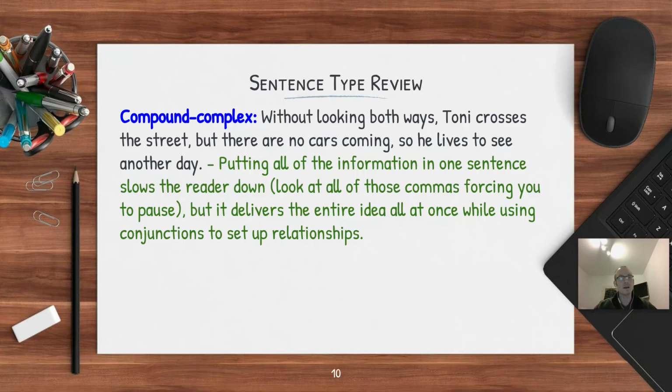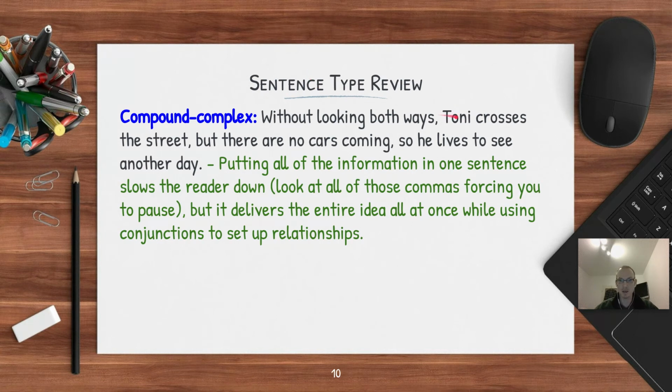All right. The last type of sentence, that fourth type, is called a compound complex. And it's basically when you do both things, right? You have a conjunction to put two full sentences together, but you also have a comma and a dependent clause or a fragment placed in there as well. So for example, without looking both ways, Tony crosses the street, but there are no cars coming, so he lives to see another day, right?